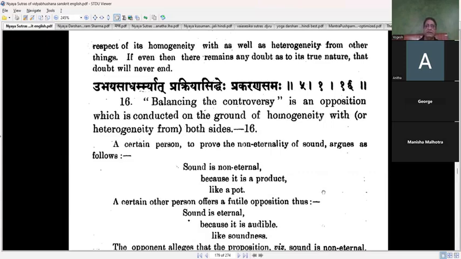So where does it arise? Ubhaya sadharmyat prakriya siddhehe prakaran sama. Ubhaya is both. Sadharmyat is properties that are common. So by the common properties of both eternal and non-eternal objects and the reverse opposing properties of both too, if the process of debate is prolonged so that a conclusion is not reached.